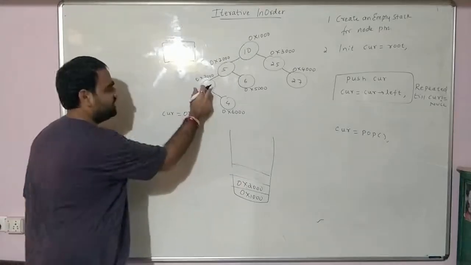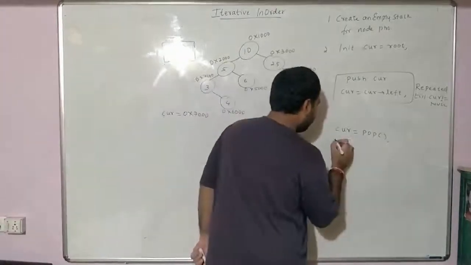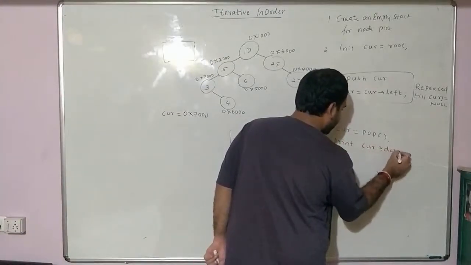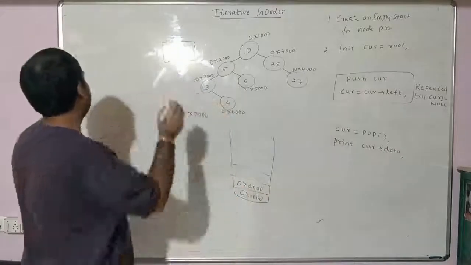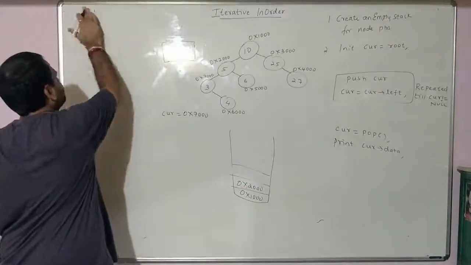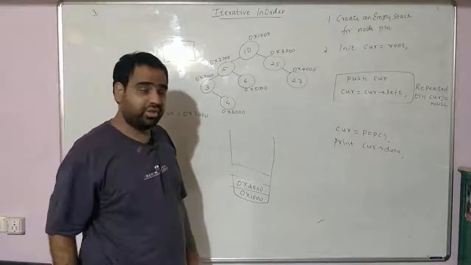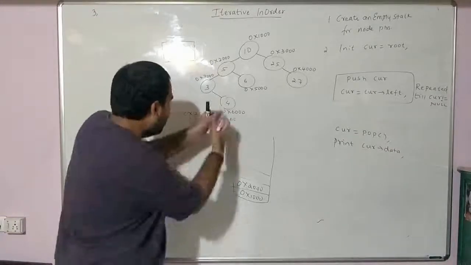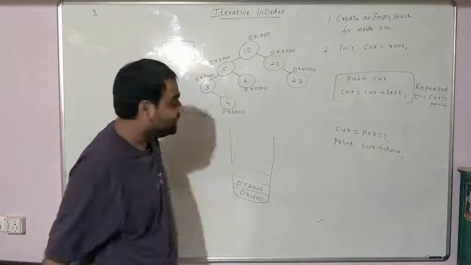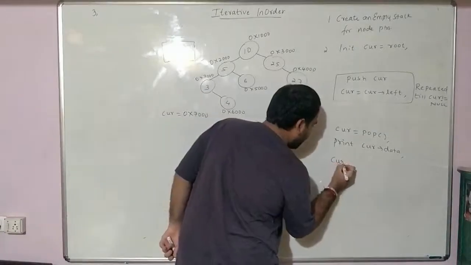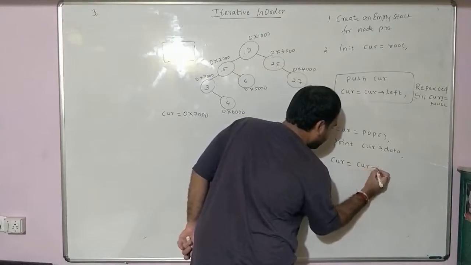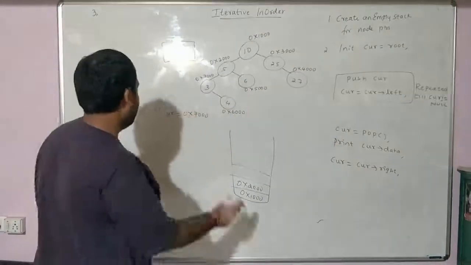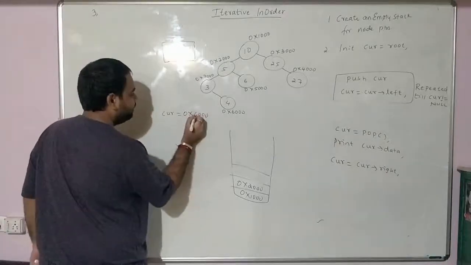Then you print 7000 arrow data because that's the leftmost child. Therefore, you say print current arrow data. Now, what is current arrow data? Current arrow data is 3. You print 3 onto the output screen. Now, after you print 3, you have to go towards the right child and process the same steps again. Therefore, I say current is equal to current arrow right. Now, what is 7000 arrow right? It is 6000.